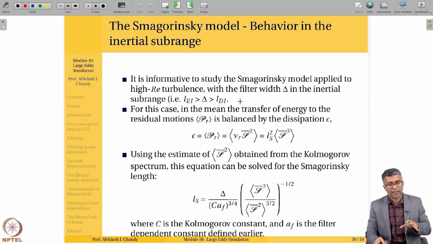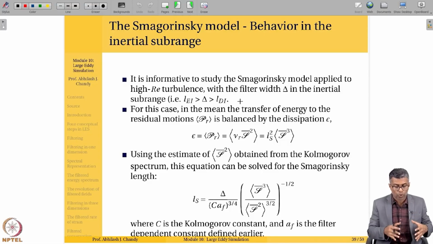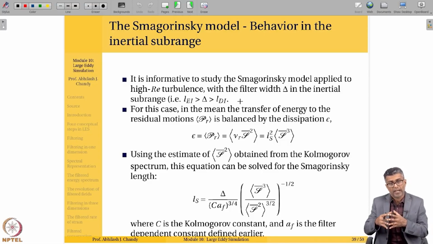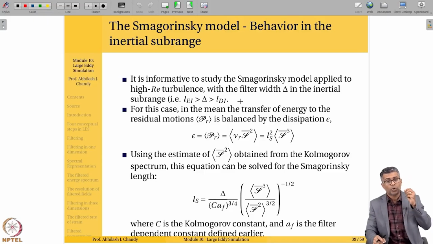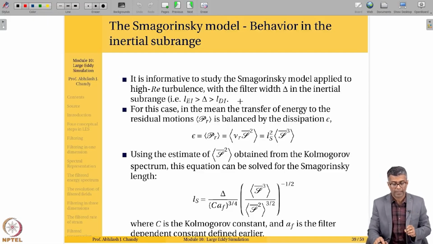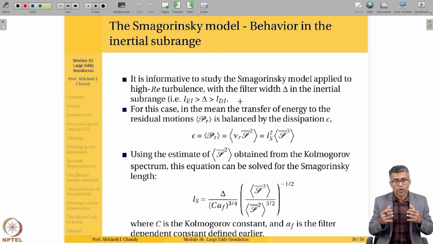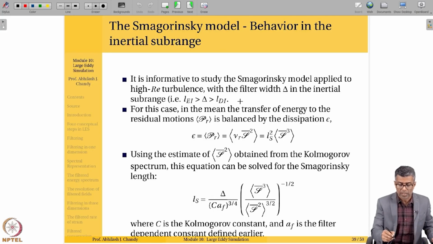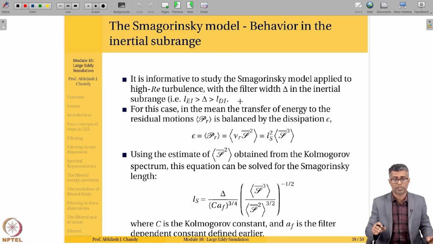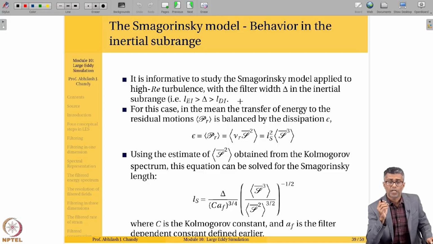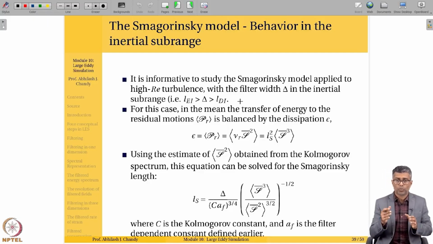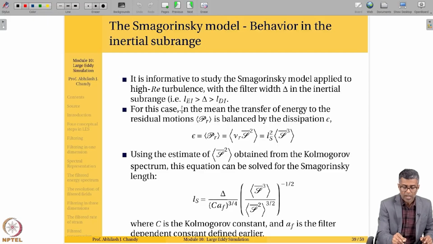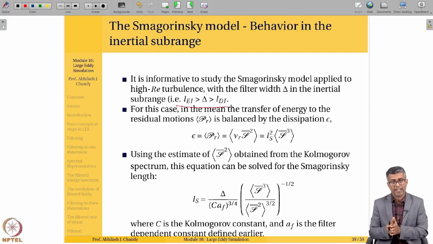So now that you know what the expression for the eddy viscosity is, you know where the Smagorinsky coefficient comes in. Now the question is, what is Cs? I earlier mentioned that it would be about 0.17, but how do we get that? So it is informative now to study the Smagorinsky model applied to high Reynolds number turbulence. And we know that we are choosing the filter width in such a way that it is in the inertial subrange. That means it is between LEI and LDI, isn't it?